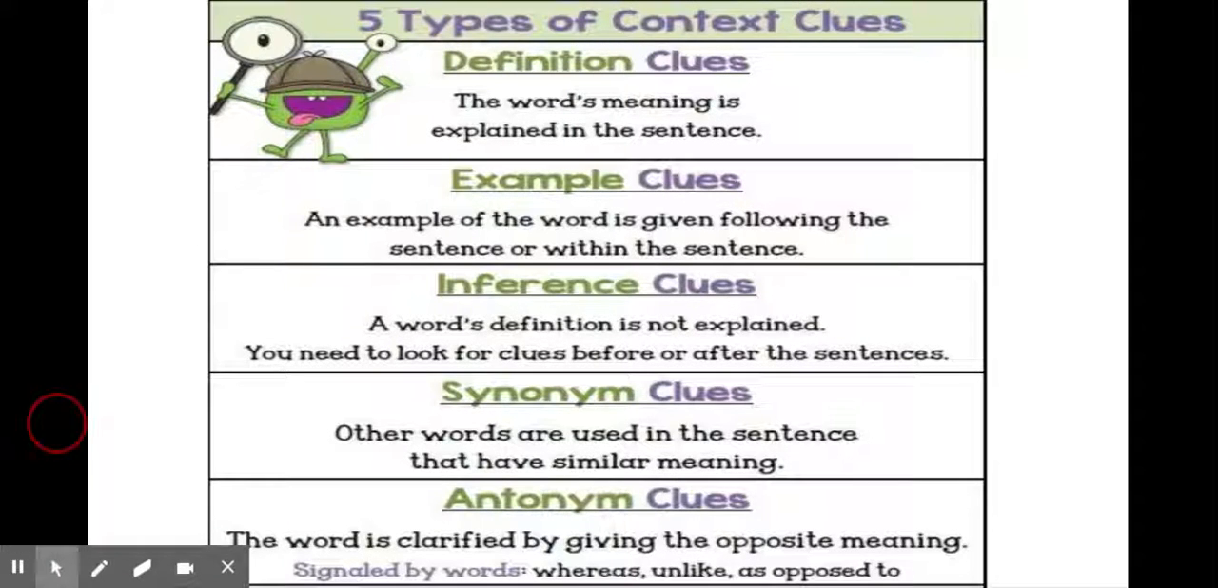Here are 5 types of context clues. The first type of context clue is a definition. Here, the author provides a direct or more explicit definition for the unknown word. Examples give additional information for the word you do not know. Inferences require you to use your prior knowledge and information that's found in the text. Synonyms use words that have a similar meaning that follow or precede the word you do not know. Antonyms give the opposite meaning of the unfamiliar word.